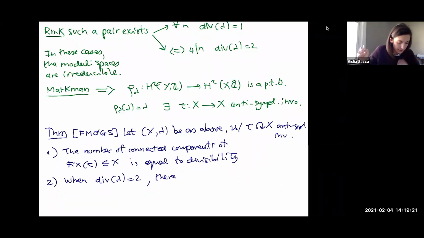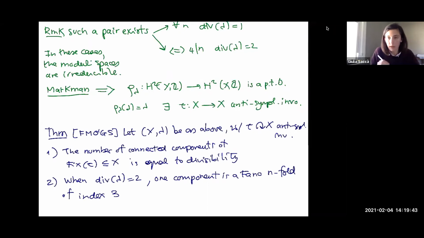One component is a Fano manifold, a Fano n-fold of index 3. More precisely, the canonical bundle of this Fano manifold is equal to -3 times λ restricted to F.